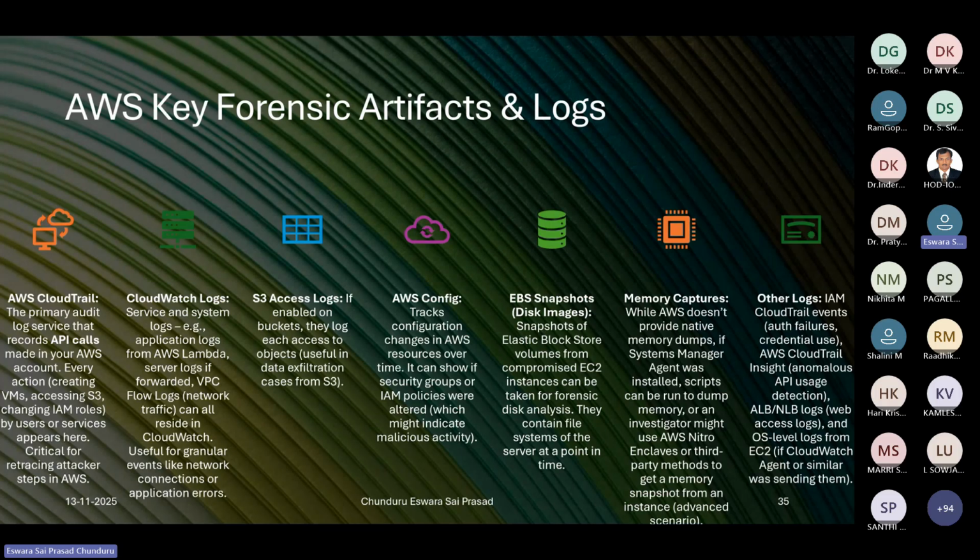EBS snapshots, that is the disk images of the instances, can be taken over the AWS platform itself. The memory capture will also be possible over AWS by using the inbuilt tools. Other logs are identity and access management and CloudTrail logs. All these are the various forensic artifacts or logs that have to be collected for conducting an in-depth forensic analysis in AWS scenarios.